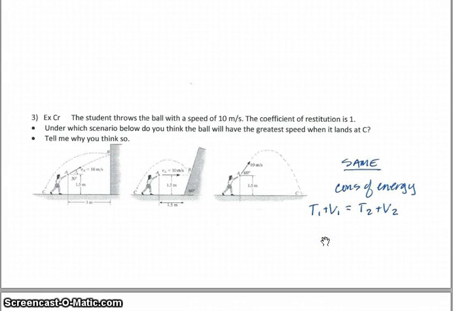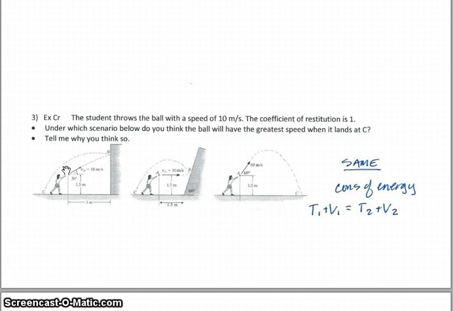Okay, this one, the understanding here is that everything is the same for all three scenarios. In all three cases, the student has the same 1/2 mv squared, whether you fire it at an angle, straight out, or straight up. The 1/2 mv squared is going to be the same, and they also start with the same mgh.